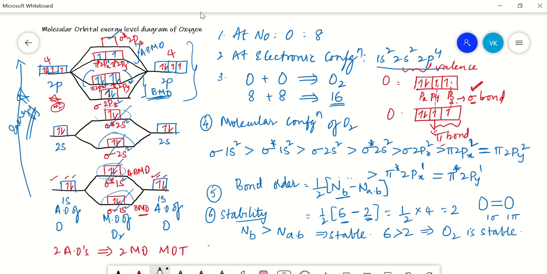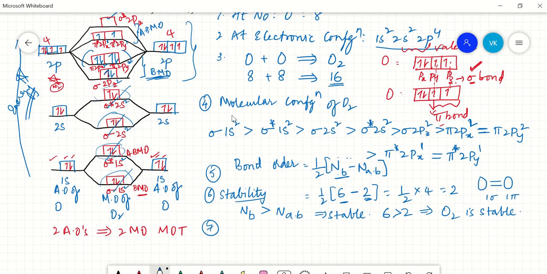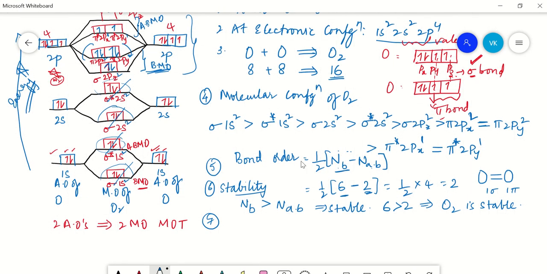So bonding electrons are more than the antibonding electrons, so the oxygen molecule is said to be a stable one. Right? And the seventh important point here is magnetic nature. Magnetic nature here depends upon the highest electronic configuration of your molecular orbital diagram. What is the highest electronic configuration here? It is this one, 2py1, right?